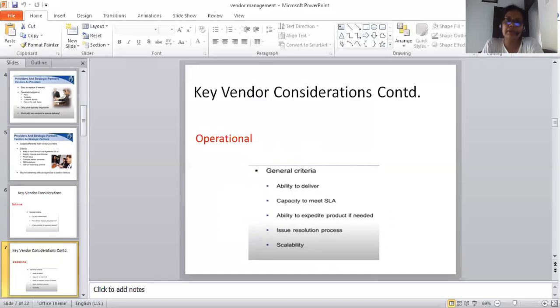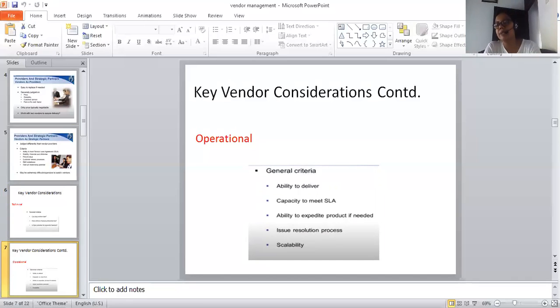Here, the ability to deliver, I'm not going to explain what is meant by it. It just means whether they are in a position to deliver the particular ordered product on time within the time limit given. The capacity to meet SLA, I'm going to discuss in a little detail, because in the earlier video I told you I would discuss it in detail. For that reason I skipped the SLA concept in the initial video, but now I'm going to discuss in detail what is meant by SLA.